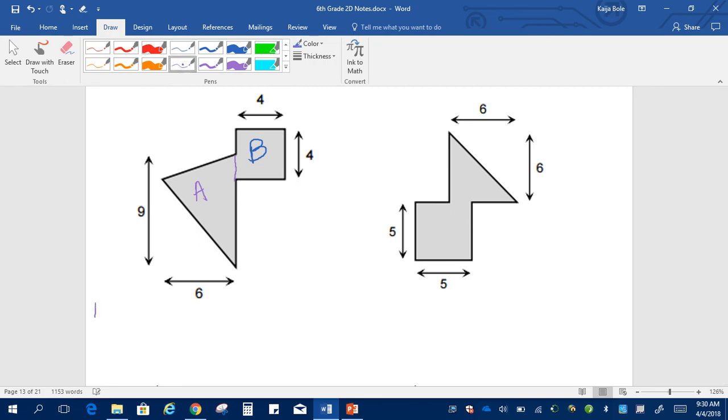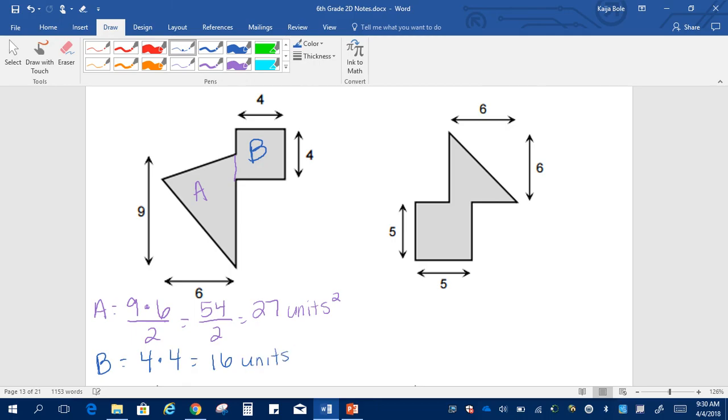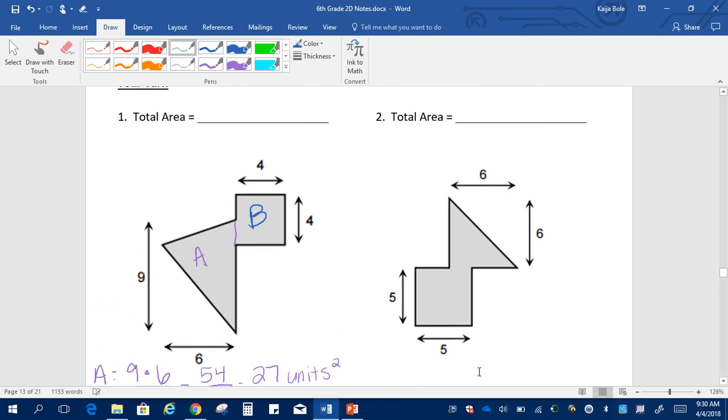For part A, the triangle, remember it's going to be base, which they gave us again on the left here, is 9 times the height, which is 6, divided by 2. 9 times 6 is 54, divided by 2, which gives us 27 units squared. Now the square, B, would be 4 times 4, which gives us 16 units squared. Now if we go back up to where we're going to put our answer, we're going to add our 27 plus our 16, which gives us 43 square units.